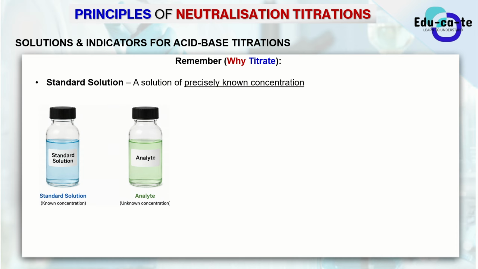First of all, we have got two types of solution that we can talk about first. We have got a standard solution as well as an analyte. The difference between these two is that a standard solution is a solution of precisely known concentration. So this is a solution whereby you know its molar concentration. Remember that the molar concentration just tells you how many moles you have per unit volume. So in this case, if you know that value in molar, then you can refer to that as a standard solution.